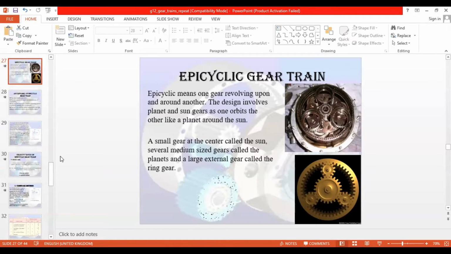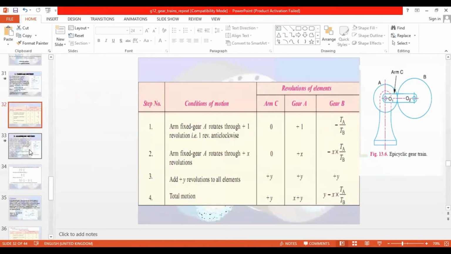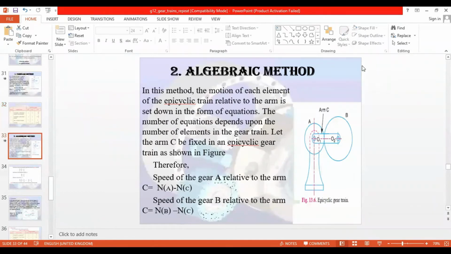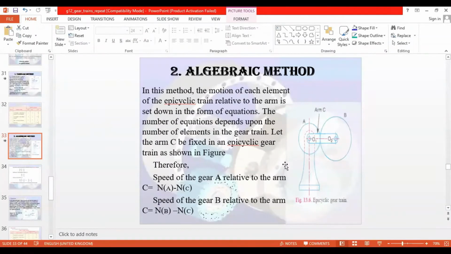Epicyclic gear train, right? Algebraic method. This is a direct application of relative velocity, so you need a little bit of concentration on the relative velocity.